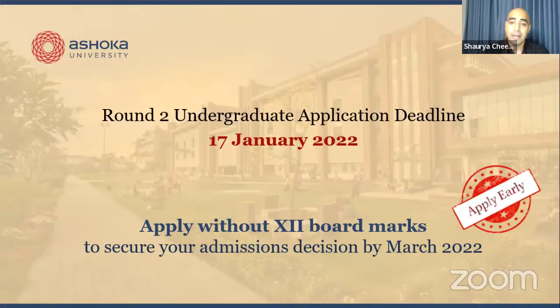Before we wrap up today, I would like to remind our audience that round 2 admissions to Ashoka's undergraduate program are now open. The deadline for round 2 is 17th of January. You do not have to wait for your 12th board marks to apply, and you can get a confirmed offer of admission and financial aid without your 12th board marks as early as March 2022, much before your final board exams end. I know we are at a time of uncertainty, but something that is certain is that we have our timelines fixed. This is an excellent window to apply. So please start your application if you haven't already, and try to apply before the 17th of January.